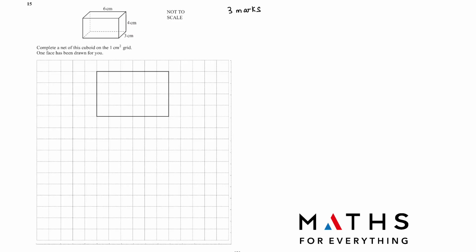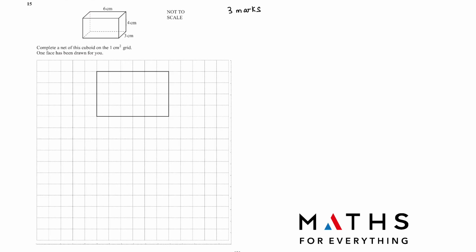Question number 15. We have to complete a net of this cuboid on the 1 centimeter square grid that we have been given. For drawing the net of a cuboid, we will have to unfold the box flat. So all 6 faces are laid out on the grid. The cuboid is 6 centimeter by 4 centimeter by 3 centimeter. One face, the front, is already drawn for us, 6 centimeter wide and 4 squares tall. Now we just attach the other 5 faces, making sure that each one touches an edge of the same length.